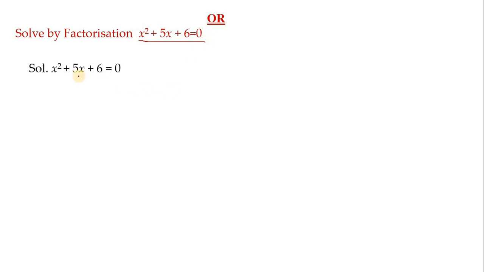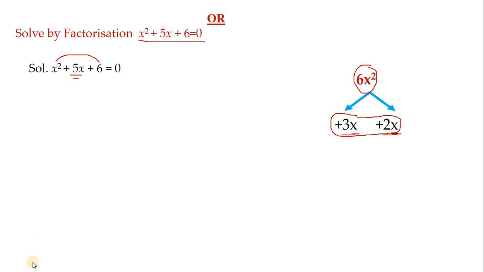For this question we have another option problem, that is, solve by factorization. x square plus 5x plus 6 equals 0. So this problem we have to solve by splitting the middle term. For that, first let us multiply the first term by the last term. x square into 6 is 6x square, and for 6x square we have to write factors. I mean 6 factors are 3 2s are 6, and 1x give to this and 1x give to this. And if you add these two, you will get the middle term.